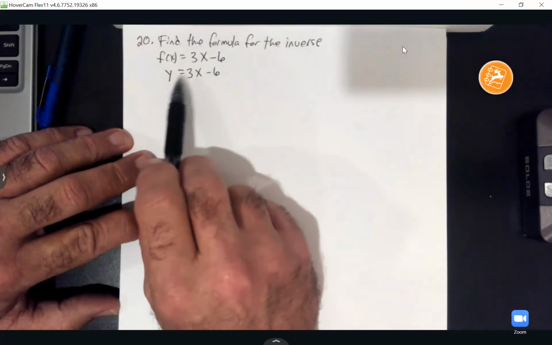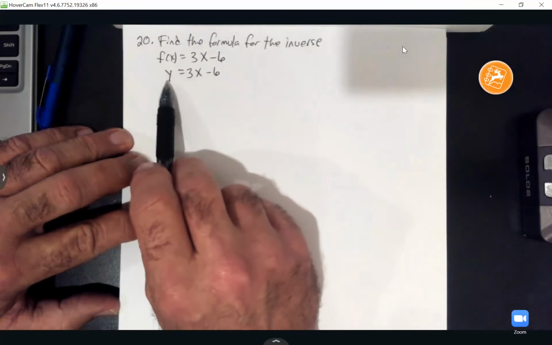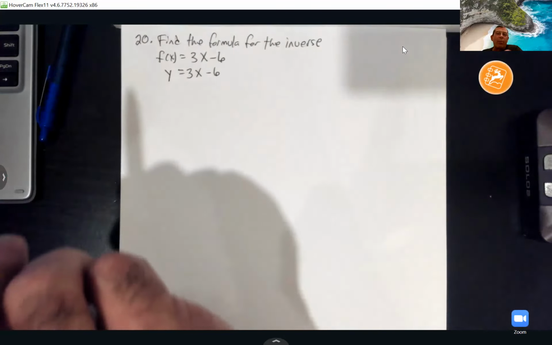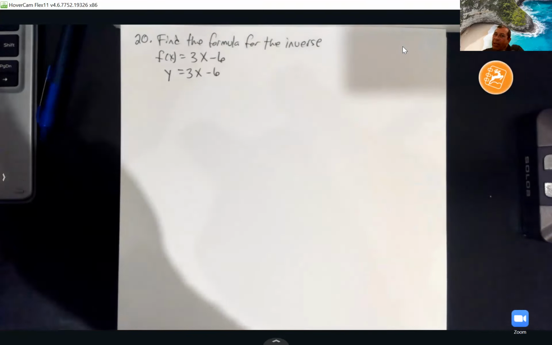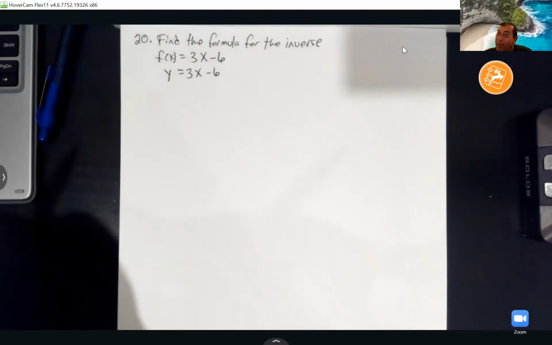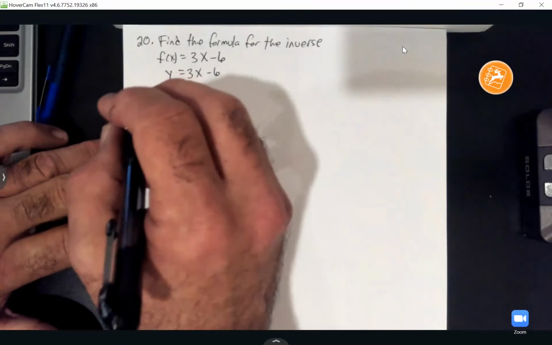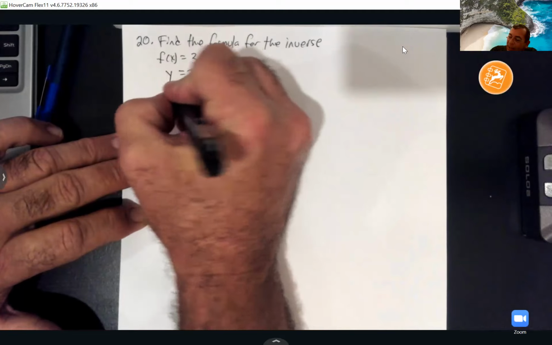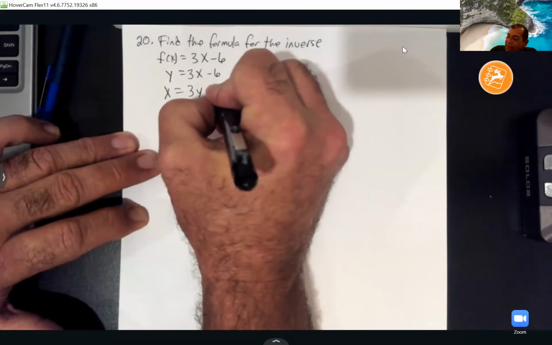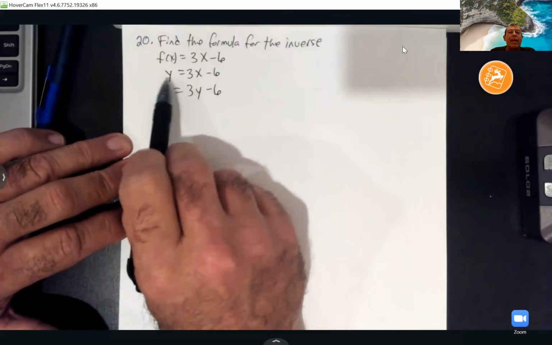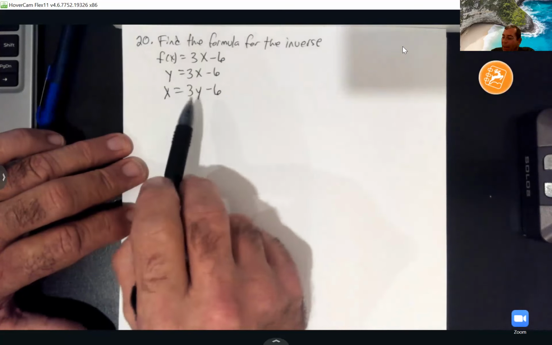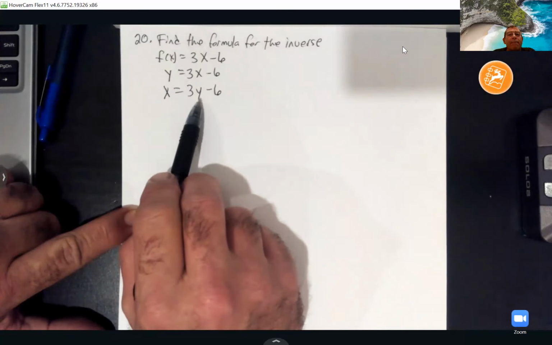Did you flip the signs? Well, not really the signs, but we did sort of switch something. It becomes x equals 3y minus 6. So we switched the x and y around, remember? And now you're going to solve it for y.